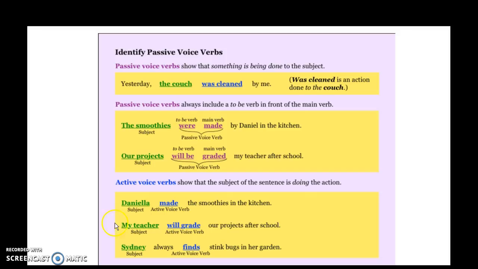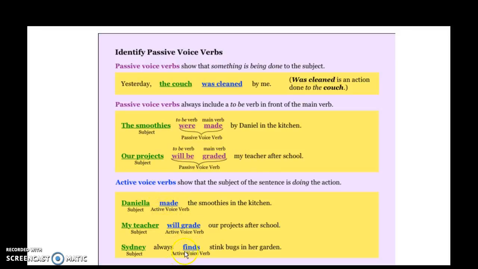Identifying passive voice verbs. It's pretty much the same thing. They're just showing you different slides. Yesterday, the couch was cleaned by me. That's a to-be verb, okay? Something is being done. The couch is being cleaned by me. Subject is me. The smoothies were made by Daniel in the kitchen. We already talked about that one. Our projects will be graded. We talked about that one as well.